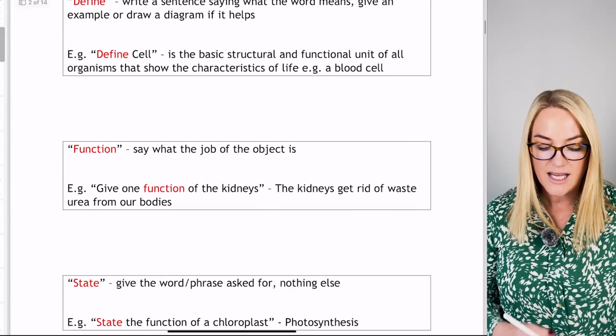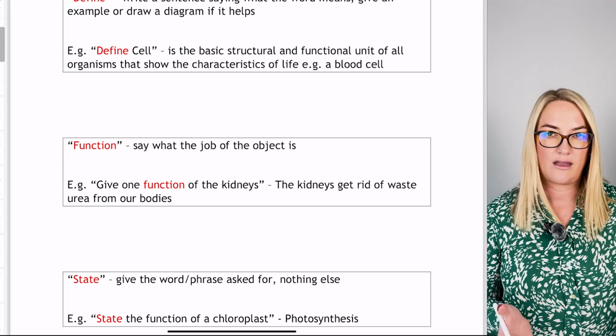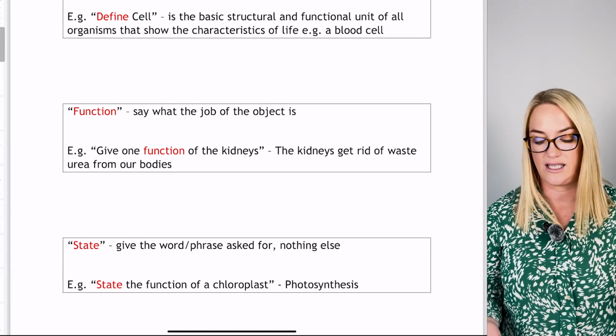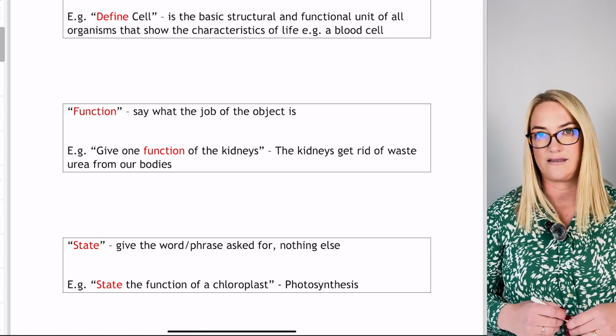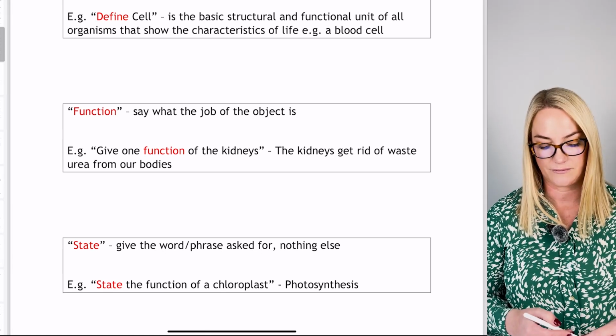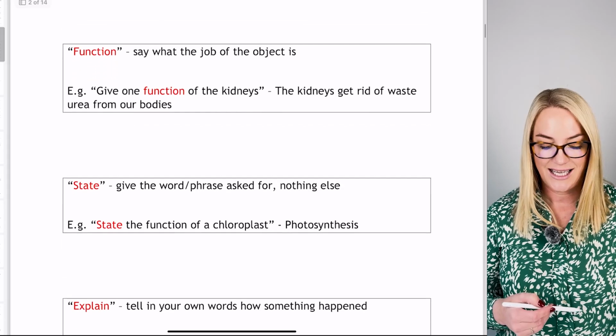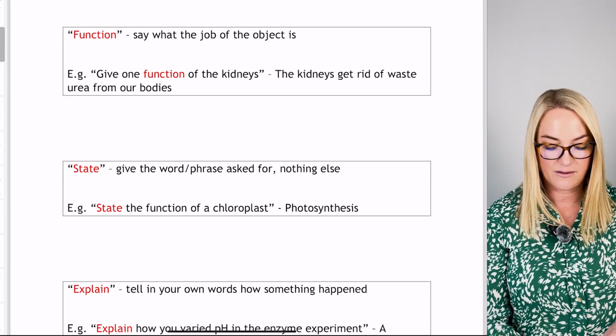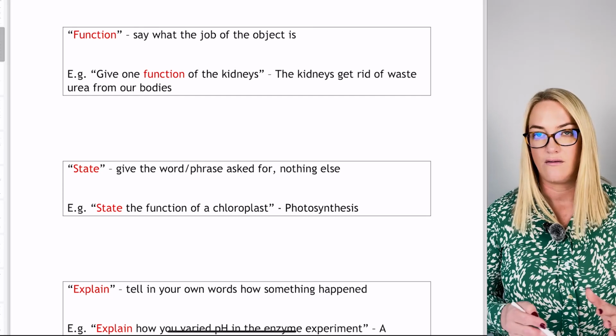Function. Say what the job is of whatever that object is. For example, give one function of the kidneys. So the kidneys get rid of waste urea from the body. State. Give that word or that phrase or what they're asking for. State the function of a chloroplast. Photosynthesis.